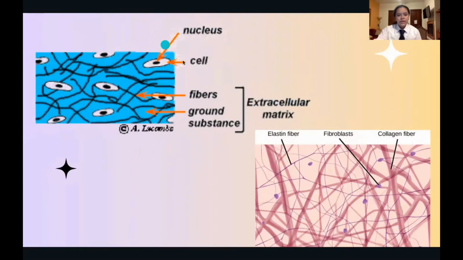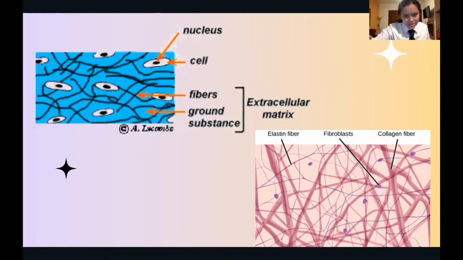So first of all, here we have some structure. As you can see, here's the nucleus, here's the cell. These are some fibers. We also have the elastin fiber, the fibroblast, the dots over there, and the collagen fiber. These are fibers. As we can see here, it's like a drawing. And these are the extracellular matrix. And also we can see the brown substances.